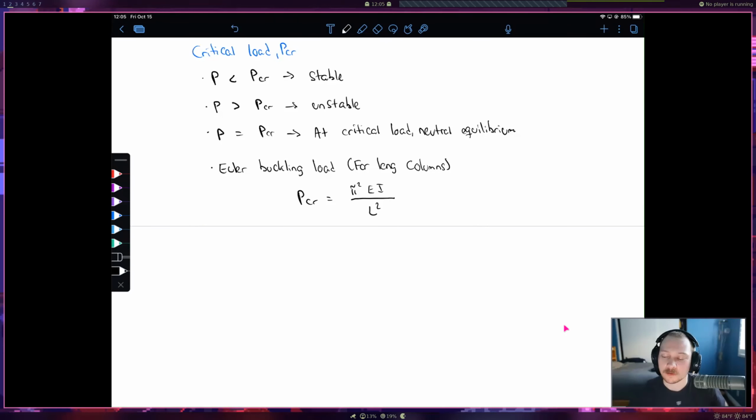So, kind of like a hint, this is a question that I like to have on the final once we get to there, which will be how to increase the stability of a column. So you can do that by changing the material choice, so you have a stiffer material, or change the geometry, so you want to increase the moment of inertia, or decrease the length of the column. You can make it a more stable column, meaning that it takes a higher load for it to reach the critical load.